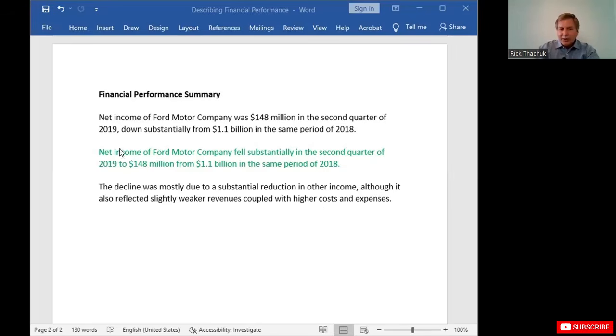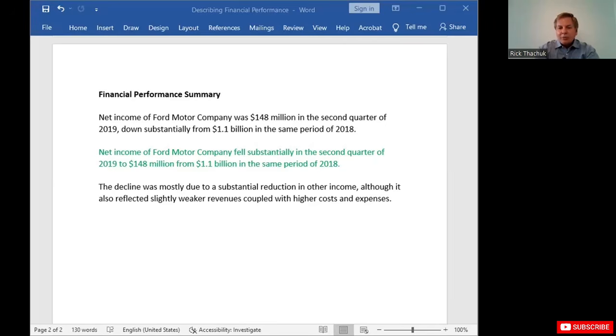So ignore the green line here. I just gave that as another example. So these two sentences in black then would be sufficient to describe what happened in the second quarter of Ford Motor Company in 2019. And that's how we do it.